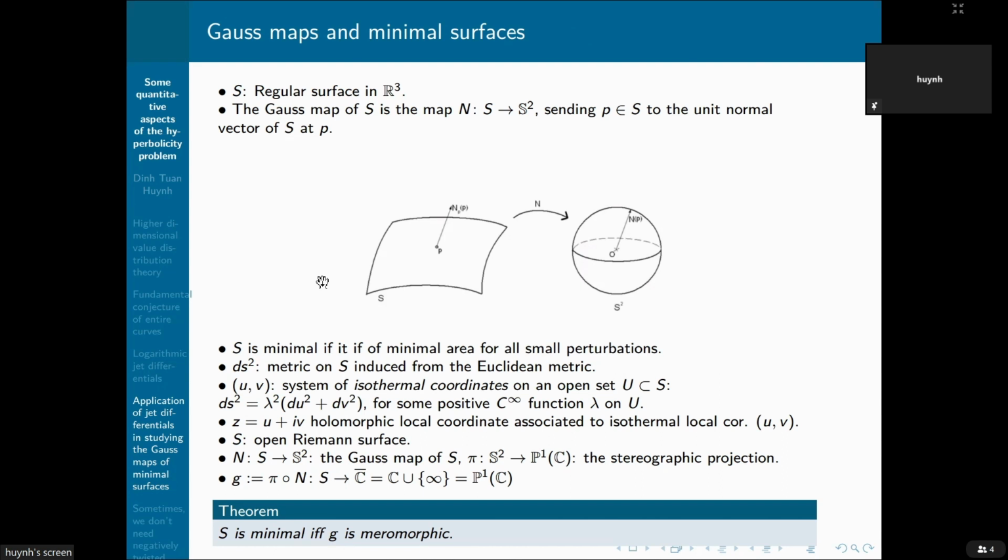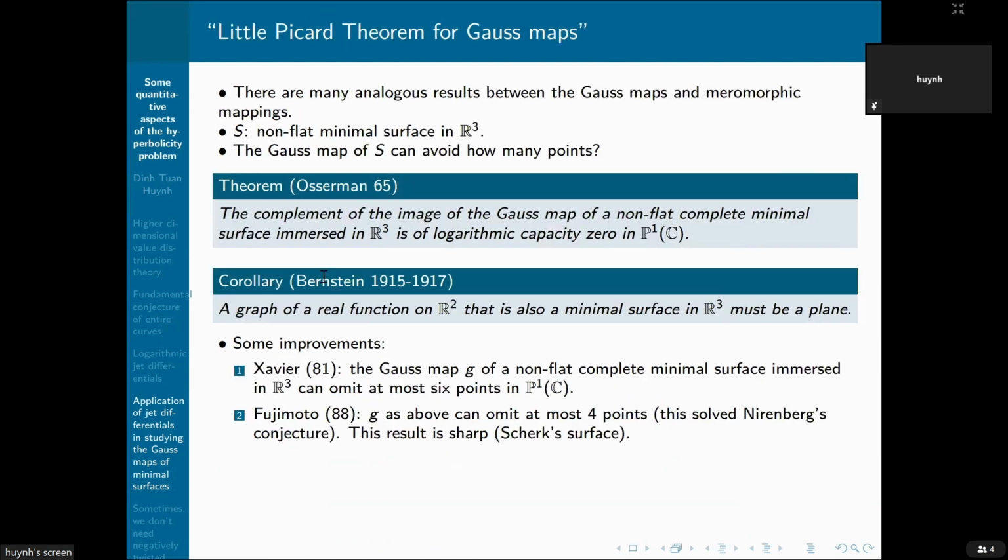And now you use the stereographic projection from the sphere to CP1, and you can compose this projection with the Gauss map to get a map from the Riemann surface S to CP1. And this is a classical result: S is minimal if and only if this map G is meromorphic. Therefore, we have many analogs between the study of the Gauss map of minimal surfaces and meromorphic mappings.